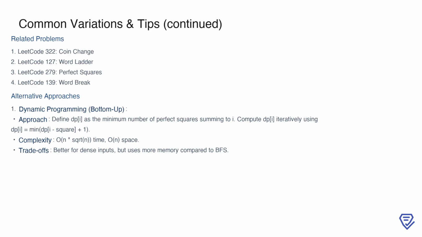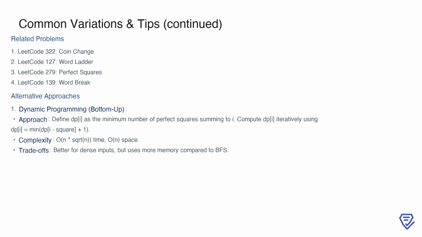This problem also shares connections with several other problems, which can provide useful context. Examples include LeetCode 322, coin change, where you determine the minimum number of coins needed to make a certain amount, and LeetCode 127, word ladder, which also involves finding the shortest transformation sequence. Other related problems include LeetCode 139, word break, and of course, LeetCode 279, perfect squares.